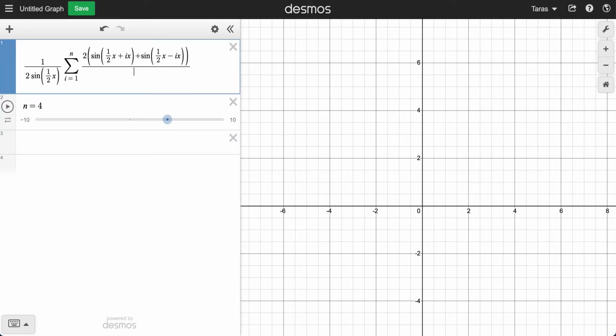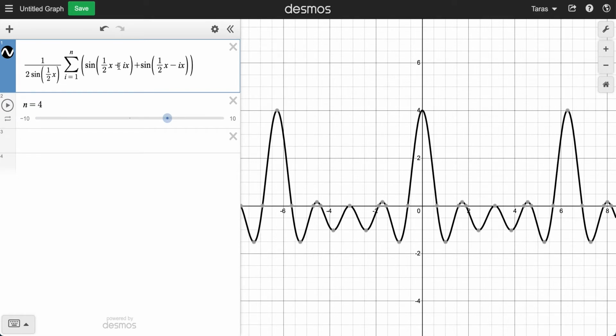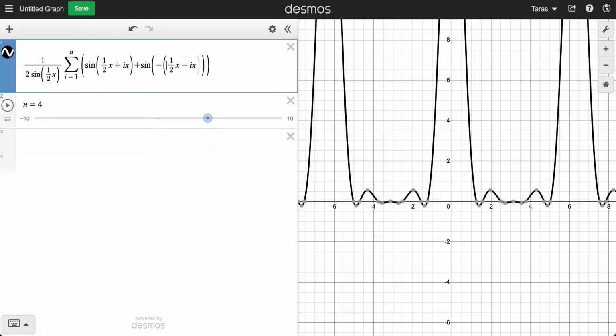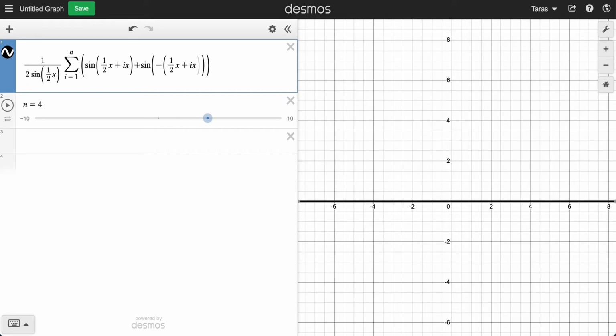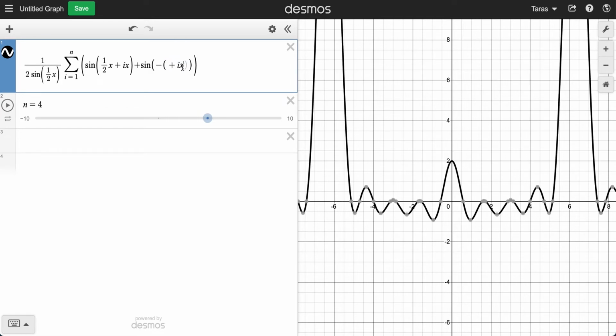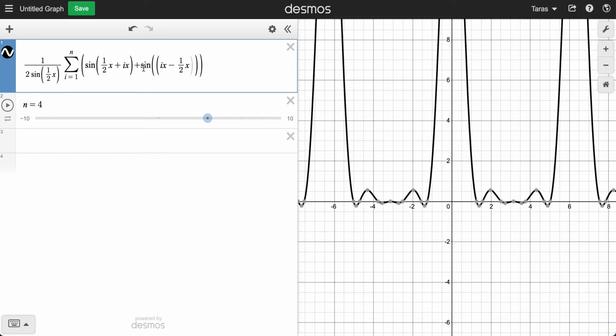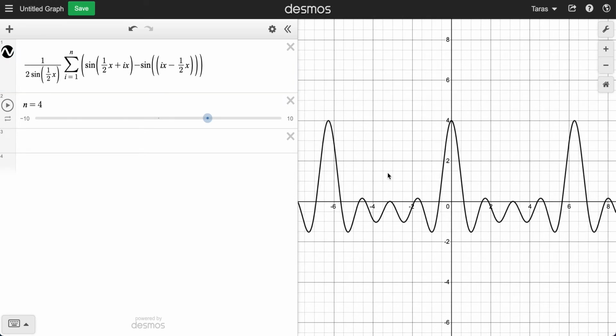Let's cancel out the 2's. Alright. Now let me just change the order of terms in here. I want to move the minus sign out of this sine function. Since the sine function is odd, I can just move this minus sign over here. So change the position of terms, carry out the minus sign. Yep, still the same graph.